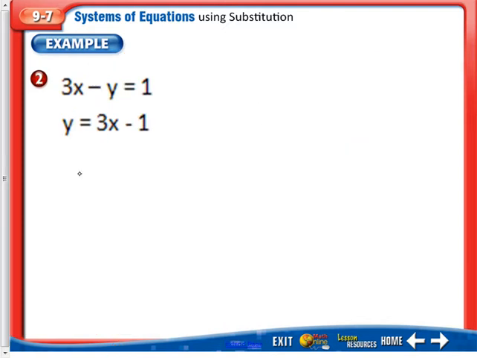So this one starts with y equals 3x minus 1. What I'd like you to do is pause the video. I'd like you to work this one out, see if you can get it, looking at our last example, and then you can go ahead and press play, and I'll work through this problem.